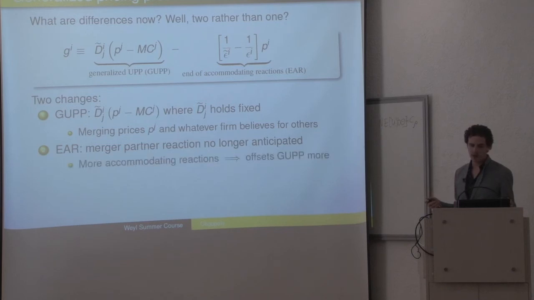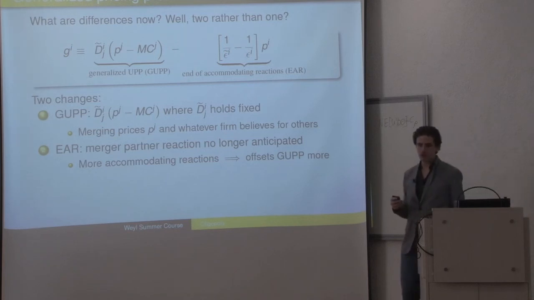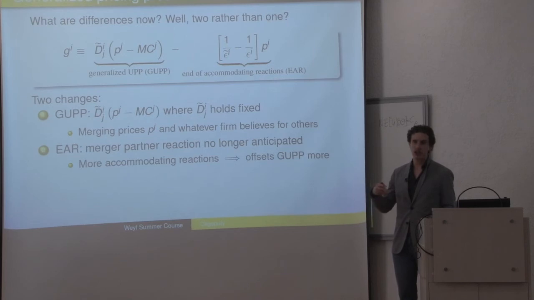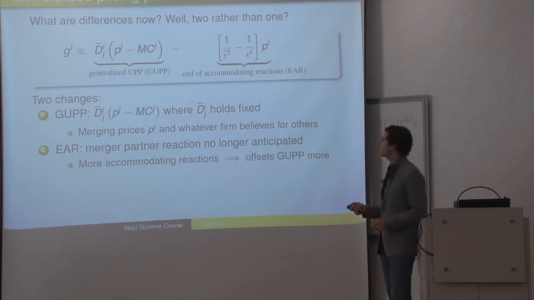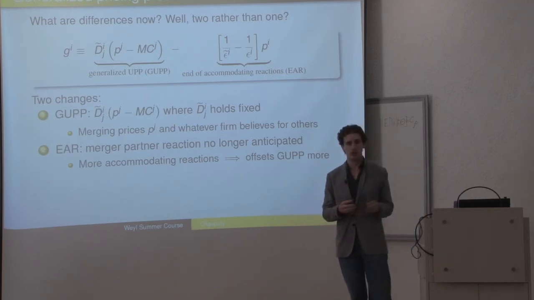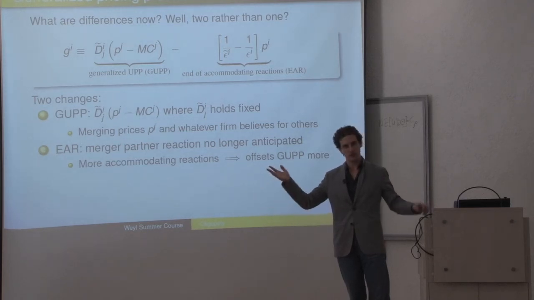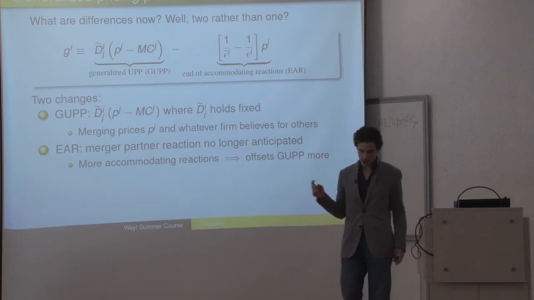The interesting thing about this is introducing conjectural variations actually has offsetting effects on how big this is going to be. Because on the one hand, the diversion ratio gets bigger when there's more conjectures. Why is that? When I think that when I raise my price, other people will cooperate with me and raise their prices. Why is that?